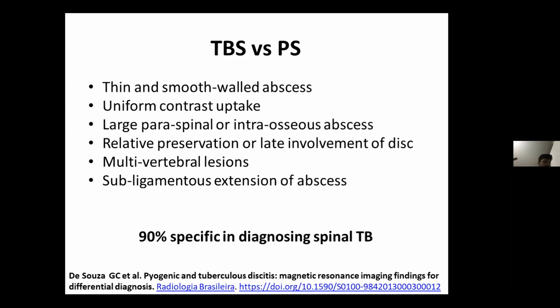And these abscesses are chronic abscesses. They are very large and they gradually track along the subligamentous areas. And one of the things that radiologists always mention is that whenever you see an abscess which is extending subligamentously beyond the extent of the involved bony vertebrae, it tends to be more tuberculous than pyogenic spondylodiscitis.